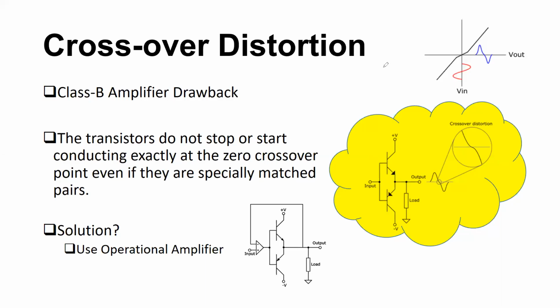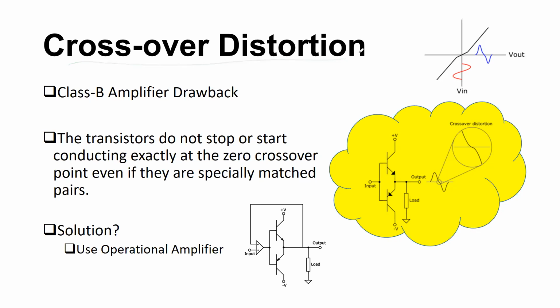Hello, so welcome back to our channel, and in this module we are going to talk about a very common problem that occurs in the class B amplifier design. This is called crossover distortion.